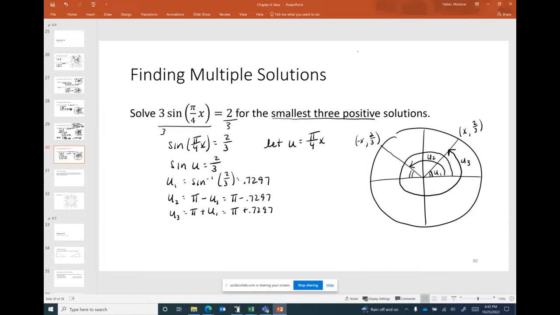Now we need to undo this u substitution, right, for x sub 1. So we'll say 0.7297 equals pi over 4x. All right, well, let's multiply both sides by 4 over pi, right? So to undo it. So here, let me show you. With a little space. Pi over 4x. If I multiply both sides by 4 over pi, then I'm left with just x on the right. These will all divide out. So my x sub 1 then is 4 times 0.7297 over pi.